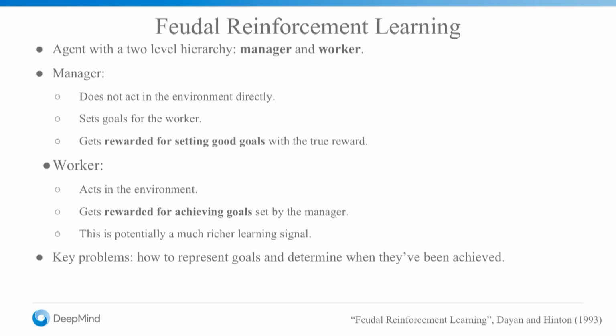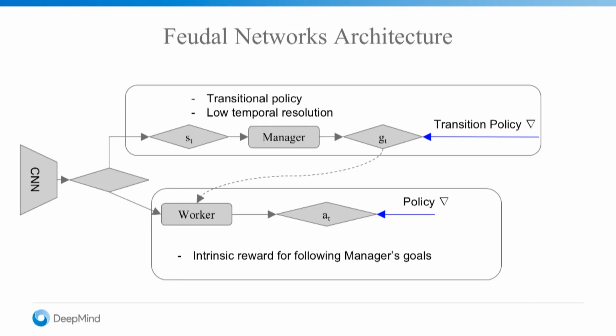So why is this good? Well, one reason is that the worker has a much richer learning signal. If you have a very sparse reward problem, it might be hard to get any rewards. But whatever goal the manager set for the worker, you can always learn about that: did you achieve it or did you fail to achieve it? So now you have a rich intrinsic reward signal. And the main issue, of course, is how do you represent goals and how do you decide whether a goal has been achieved or not in a general enough way?